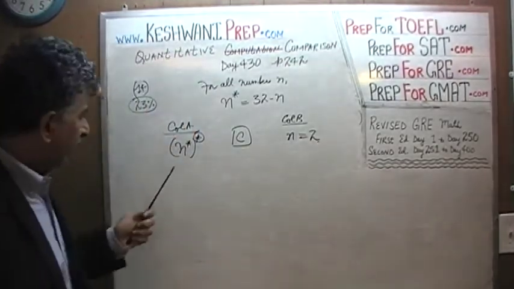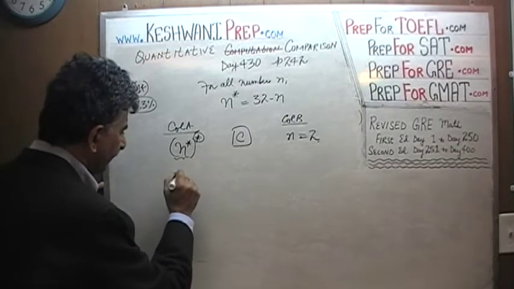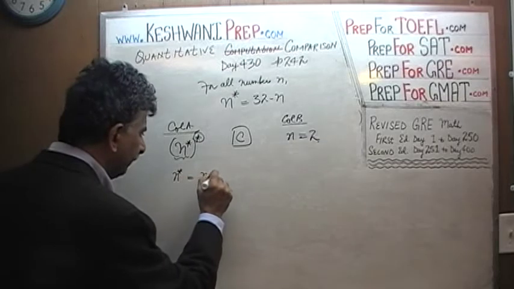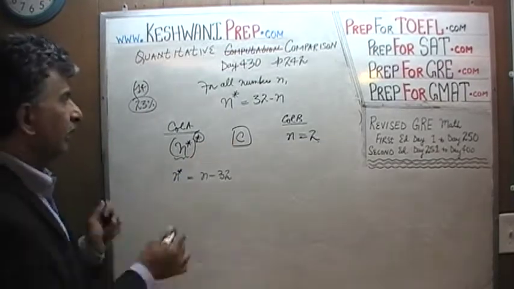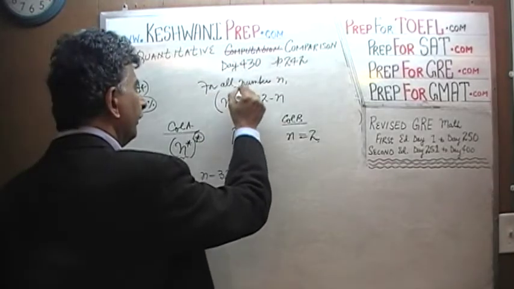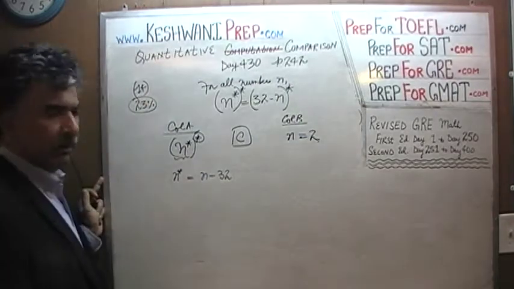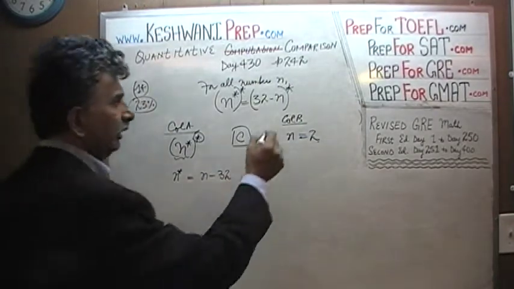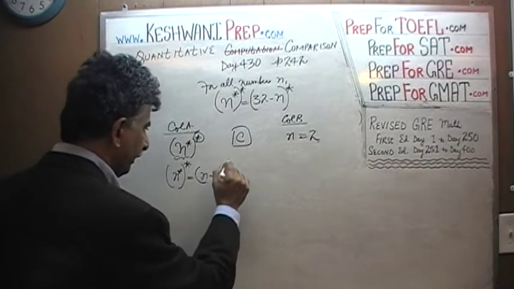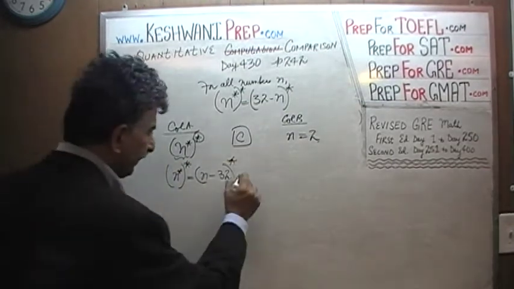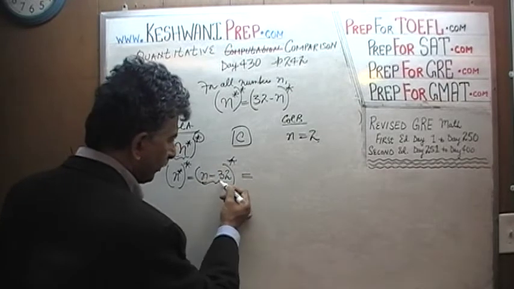So, n star means this quantity here. n star means n minus 32. Well, that part is very simple. They tell you that n star equals 32 minus n. Now, n star star means you take that quantity and you put a star on top of it. And what are we supposed to do with it? Well, you're supposed to take that quantity right here. If we put a star on top of it, this quantity now has a star on top of it. So we take that quantity, whatever we see in the parenthesis here, and we subtract that quantity from 32.